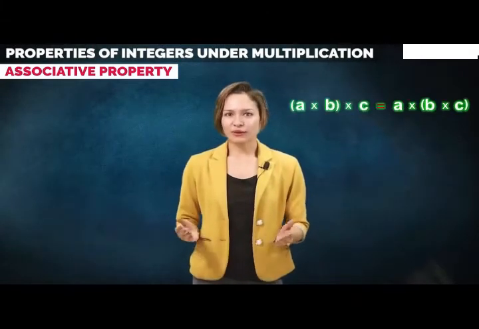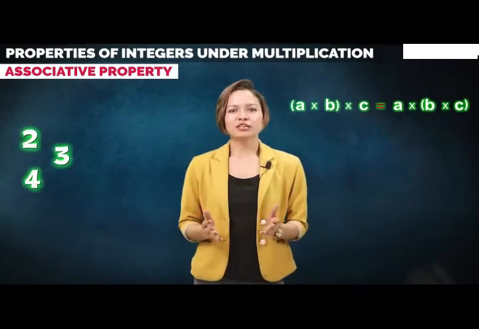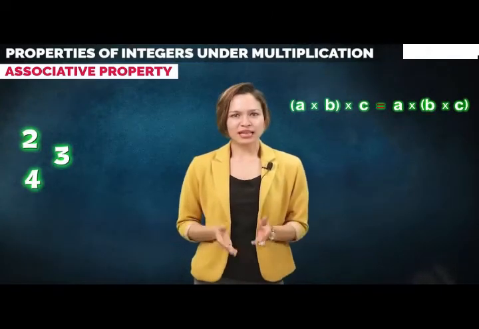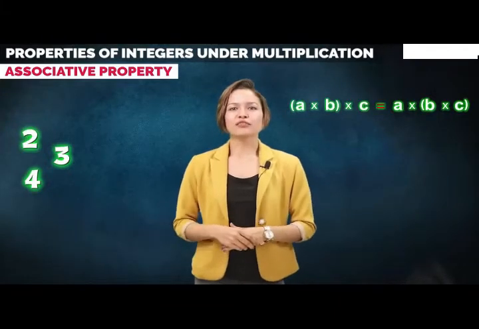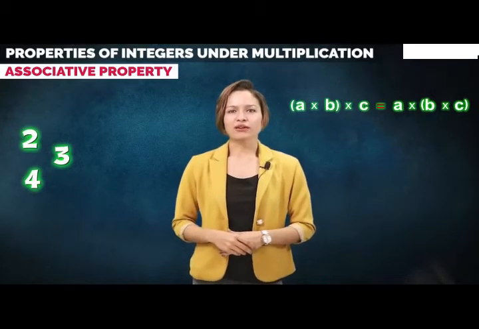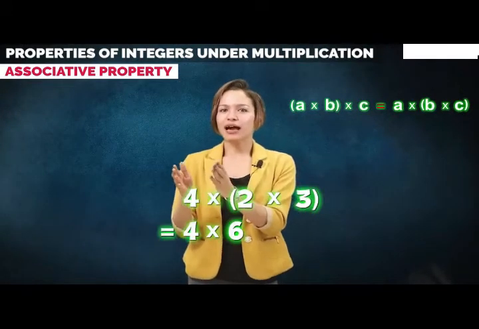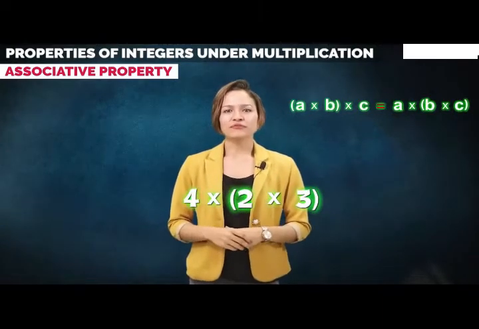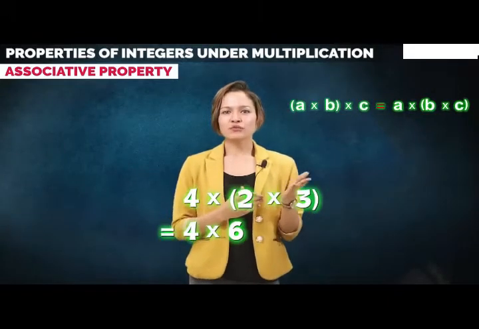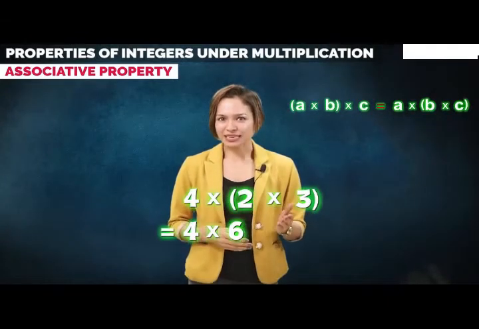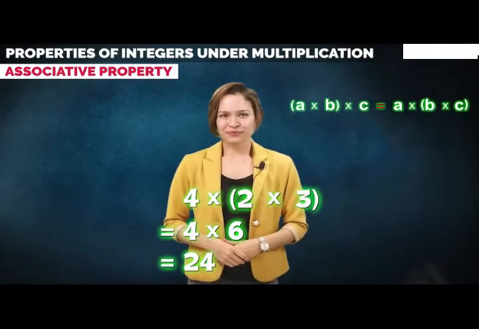So, if we have three numbers, let's say 2, 3 and 4, and we have to determine the product of these three numbers, how do we calculate it? Well, we can represent it in the form of an equation where we write 2 multiplied by 3 inside a bracket and 4 outside the bracket. Now, we first calculate the product of the numbers inside the brackets. So, 2 multiplied by 3 is equal to 6 and 6 multiplied by 4 is 24.